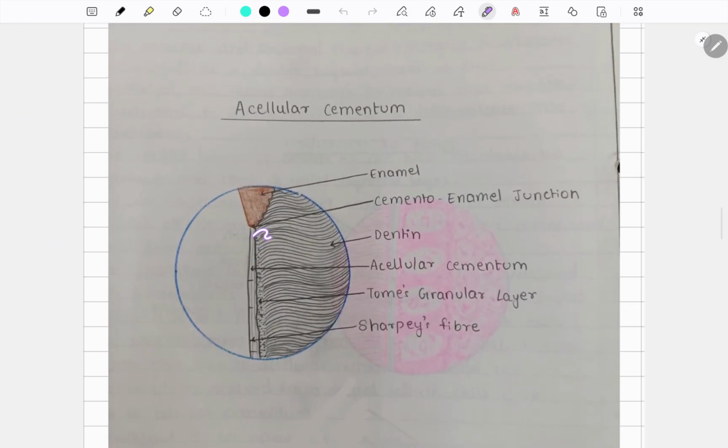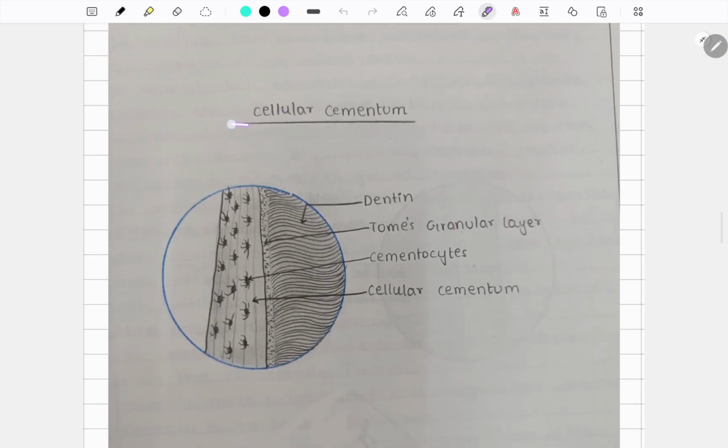Then acellular cementum. As you can see, there are no cells present in this cementum. So you can see this is enamel, this is cemento-enamel junction, this is dentine, this is acellular cementum. Beneath the cementum there is always present a Tomes granular layer, and there are Sharpey's fibers also you can see. The acellular cementum is usually present near the cervical region of the root. Then there is cellular cementum. This is usually present near the apical region of the root. This will be just similar to the acellular cementum, but there will be addition of cells, that is cementocytes. That's why it is known as cellular cementum.